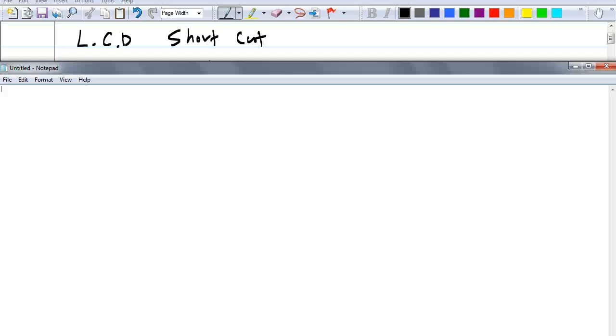Okay, so I'm going to show you a shortcut to find LCD after all that work we did yesterday. Oh, wait, is this new notes? What is it? Yeah, new notes.